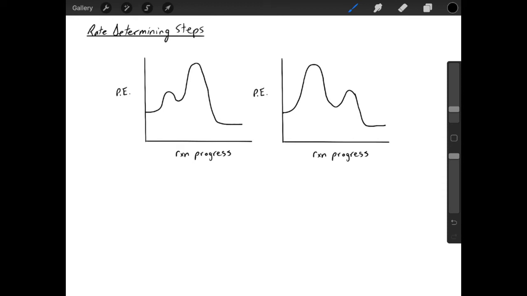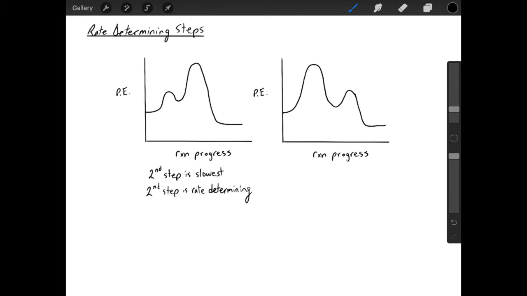In multi-step reactions, the slowest step is going to be the rate-determining step, which is to say, the slowest step in a reaction is the one that's most important in determining the overall rate of the reaction. On the screen are two reaction coordinate diagrams for two-step reactions. On the left is a reaction where the second step is the rate-determining step.